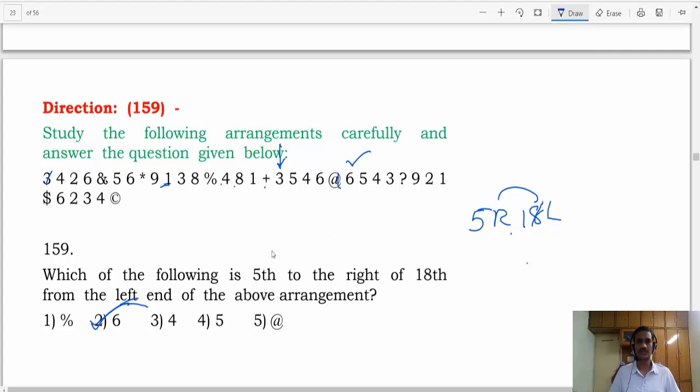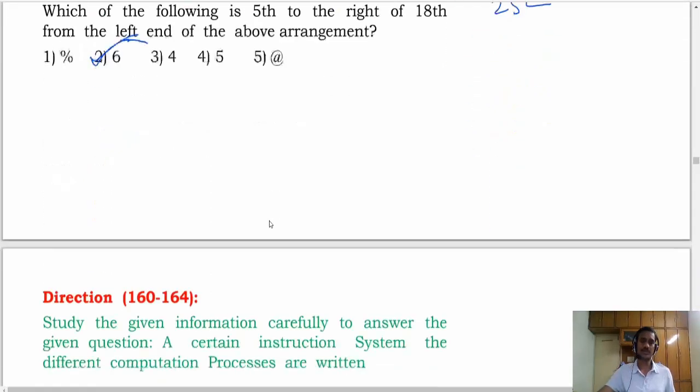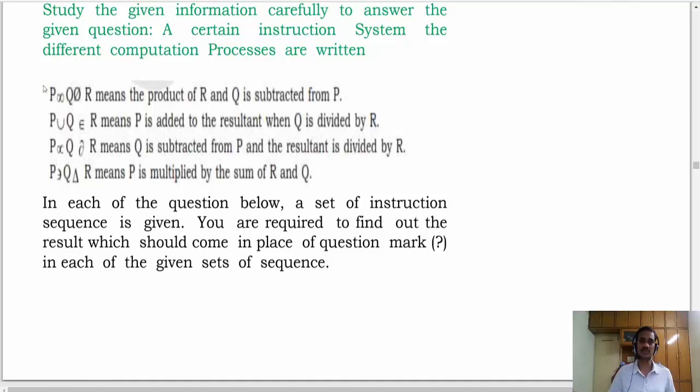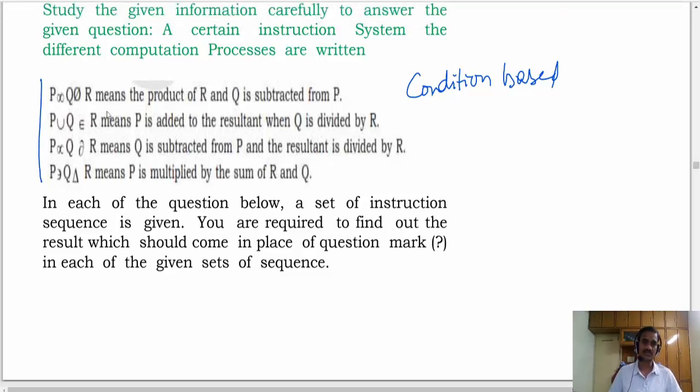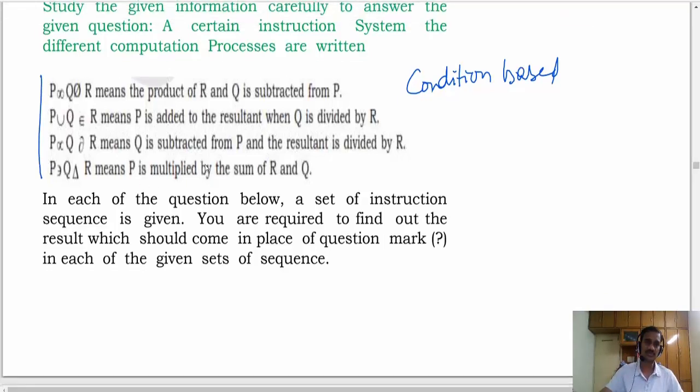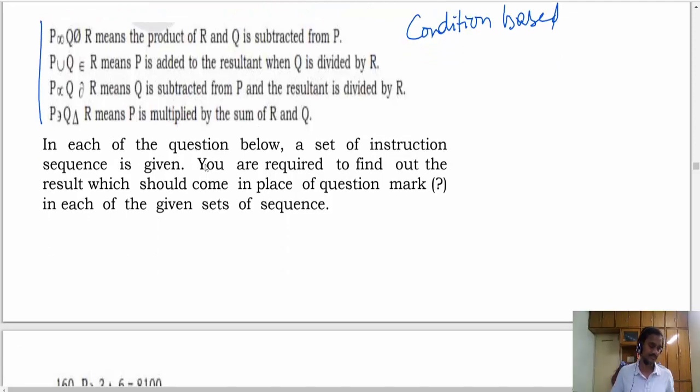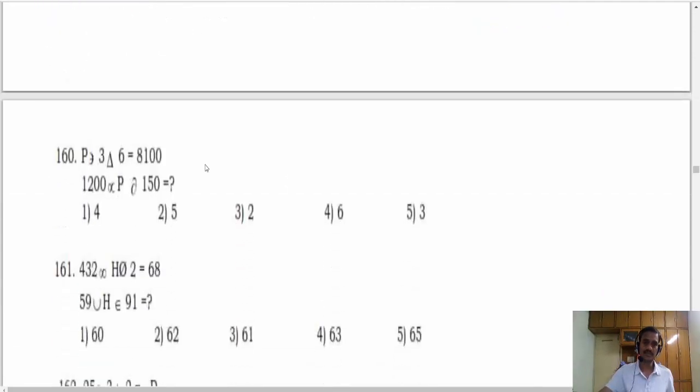6 is the answer. Then 18 plus 5, 23rd from the left. In either way you will get the same answer. 6, that is choice 2 for 159. Okay? Then 160 onwards. It is based on condition-based number series. Condition based. Then in this one, what is the information we have for this? The symbols are given. What are the symbols we have? And this symbol stands for.